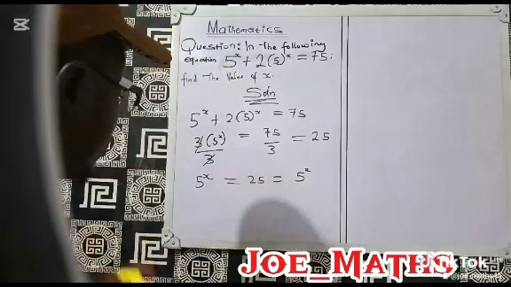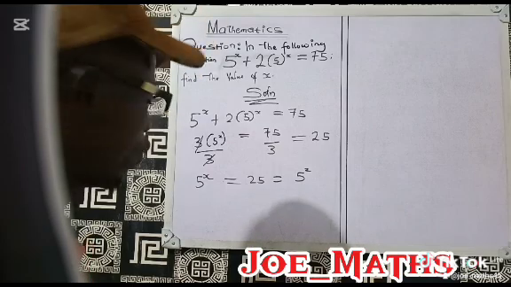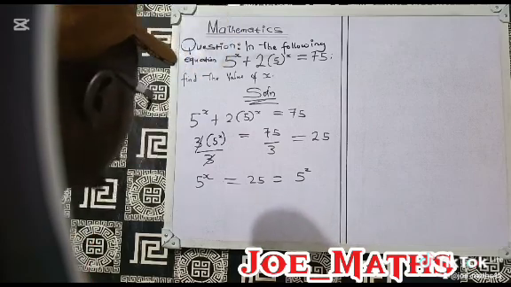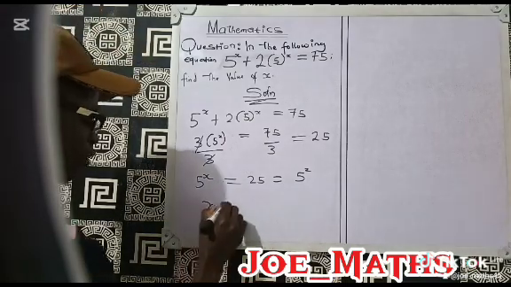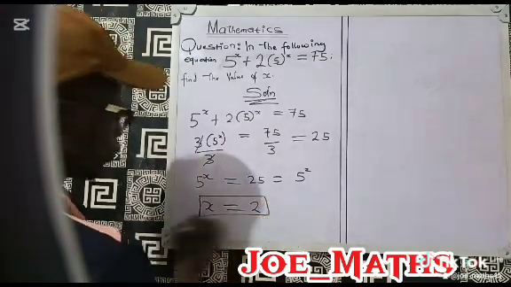Then if you look, the bases are the same. So since the bases are the same, we can equate the powers, or we can say that the bases cancel each other, so that we now have x equal to 2. And that gives us the value we're looking for.